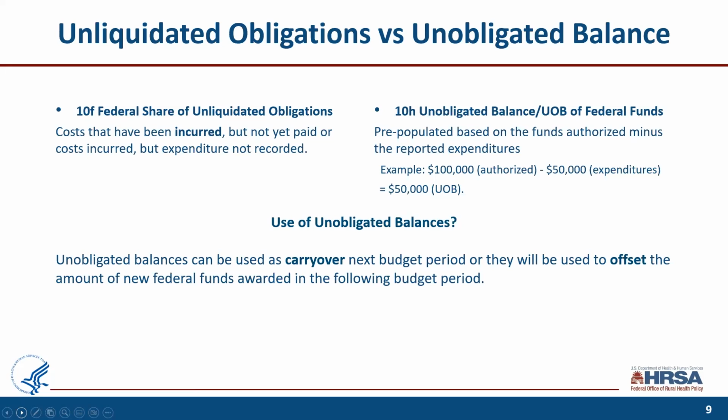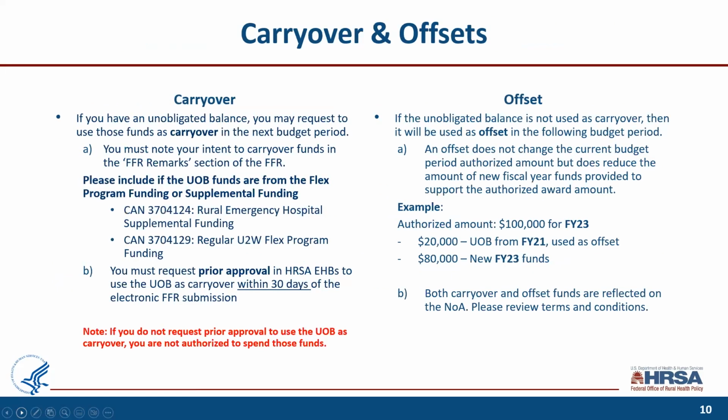So you can use the unobligated balance as carryover in the next budget period, or it will be used as offset, will be used to offset the amount of new federal funds awarded in the following budget period. Next slide. Thank you. Carryovers and offsets.